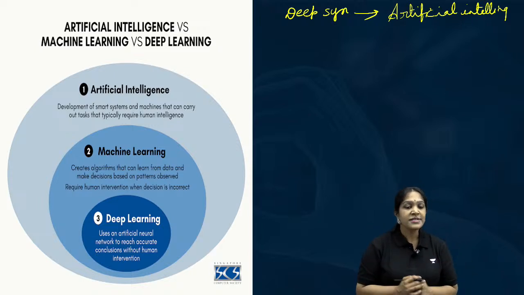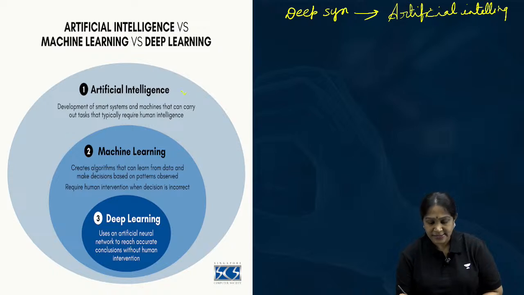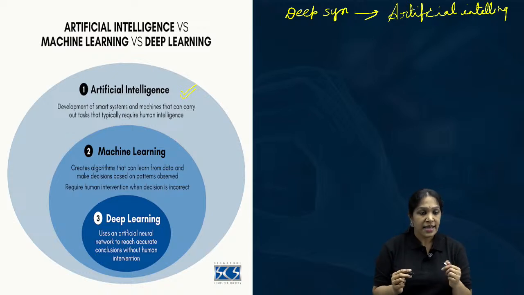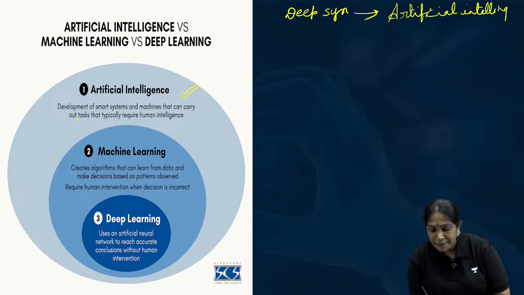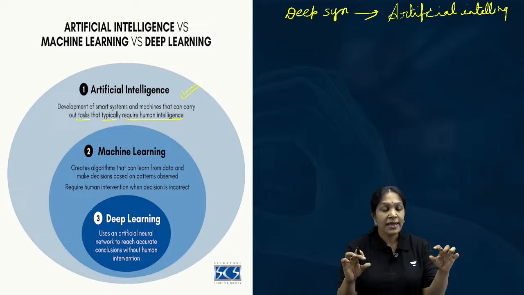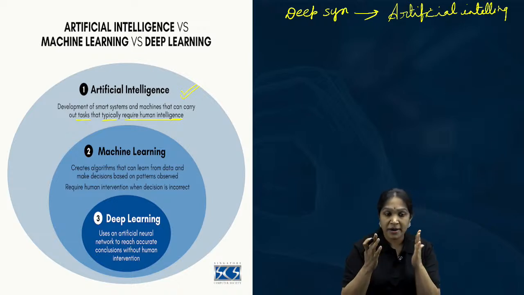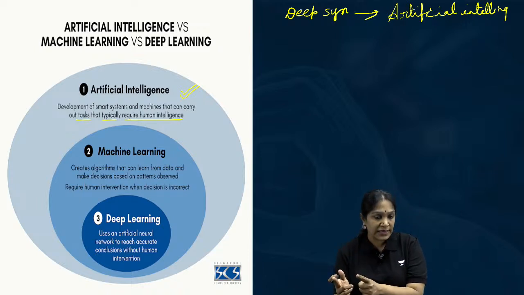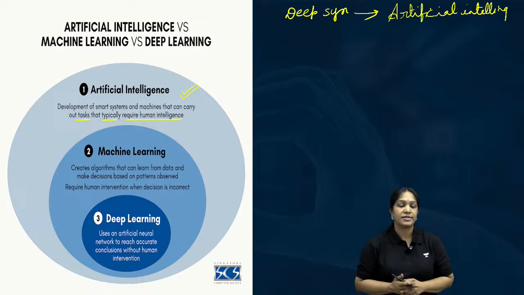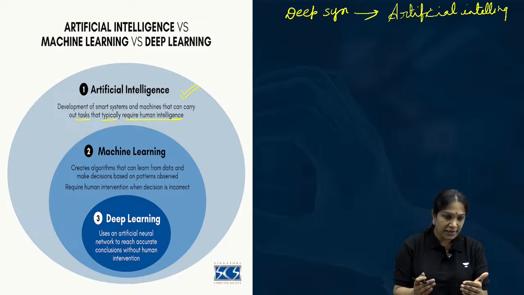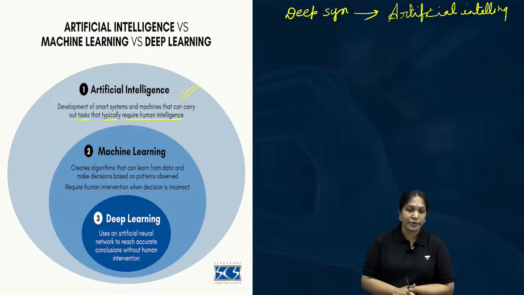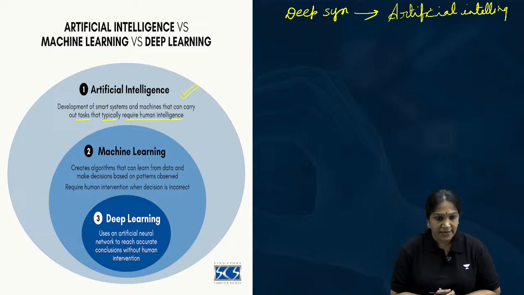First, what do you mean by artificial intelligence? It is when a machine is intelligent and can carry out tasks that typically require human intelligence. Normally only a human being can do that, but now a machine is doing that. That is called artificial intelligence. Is it clear?